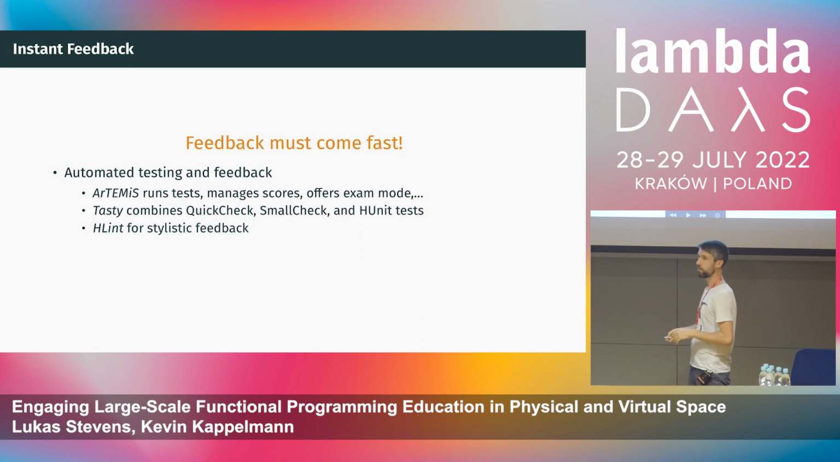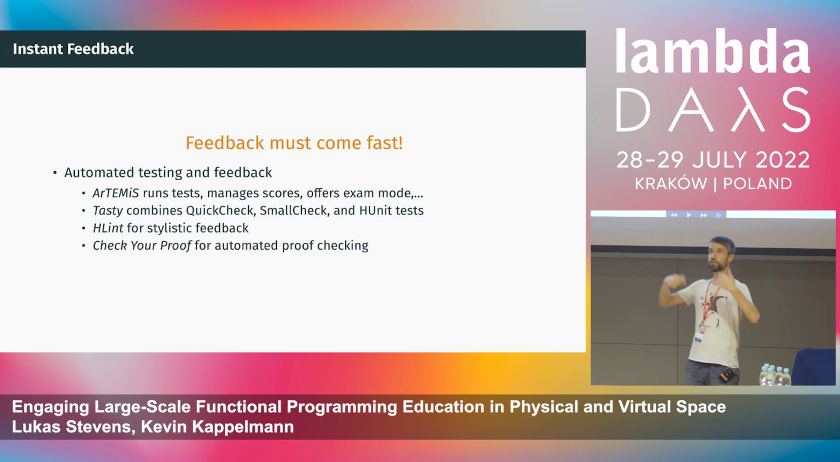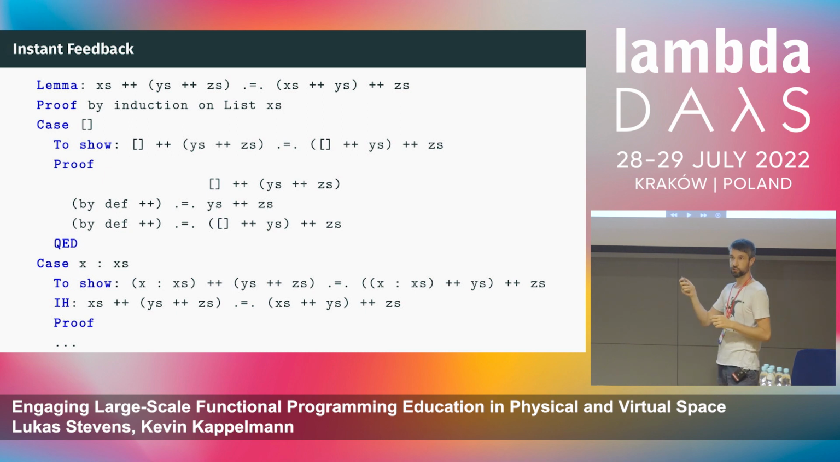And finally, our lecture was not just about functional programming, but also verification of functional programs. And we also had to automate those kind of proofs, for example, for functional programs. And we developed a tool at our chair called Check Your Proof that is capable of checking some proofs about Haskell programs. So here's an example how such a proof would look like.